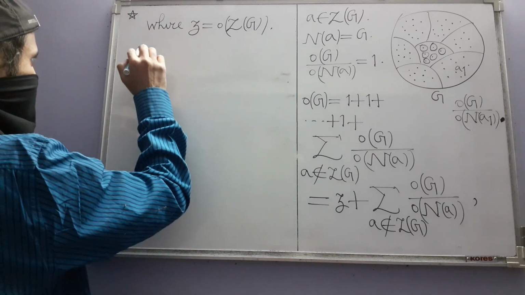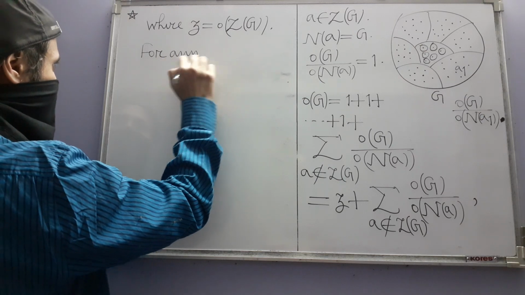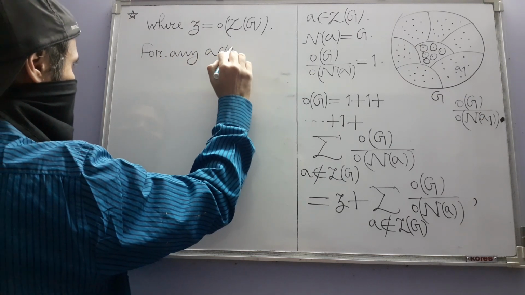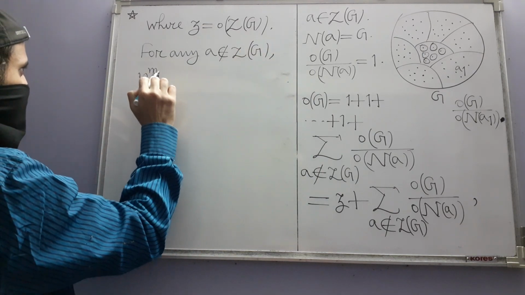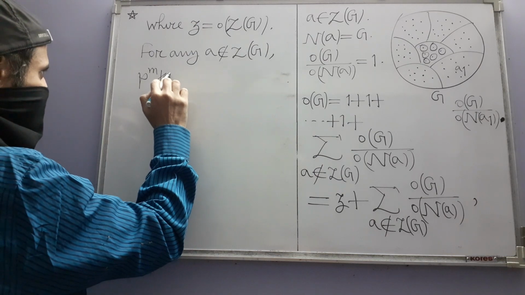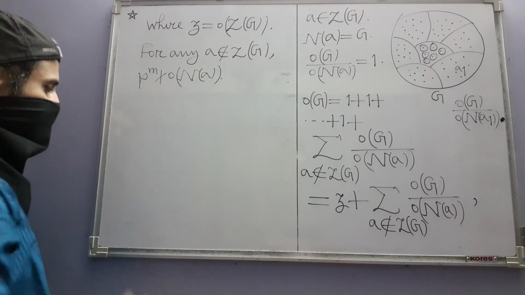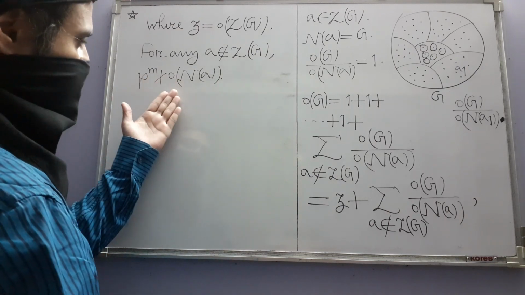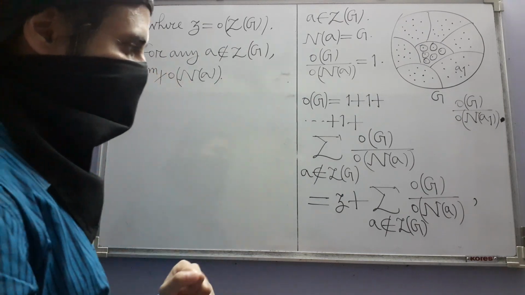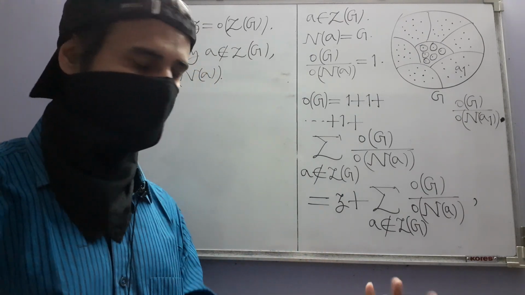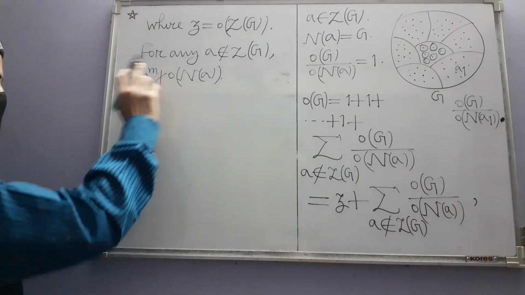So that means for any A which is a non-central element, p to the power m does not divide this. Maybe some lower power of p, that is for smaller indices than m, those powers may actually divide the order of NA, we don't know. But this full p to the power m does not divide.